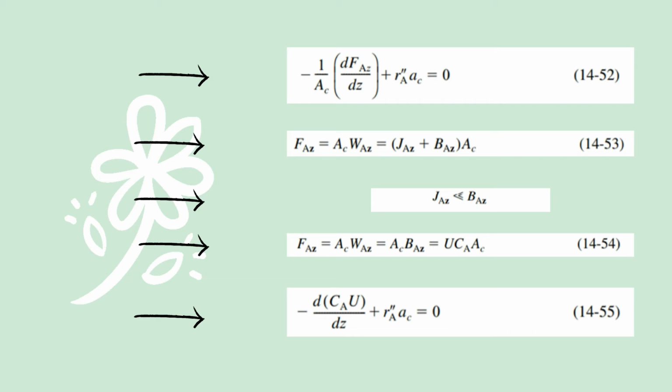Hence we have equation 14-53. But we also know that JAz is negligible when compared to BAz, and hence we can neglect JAz and remove it from the equation, and we have equation 14-54. Now we substitute the new expression for FAz into equation 14-52, and we obtain equation 14-55.